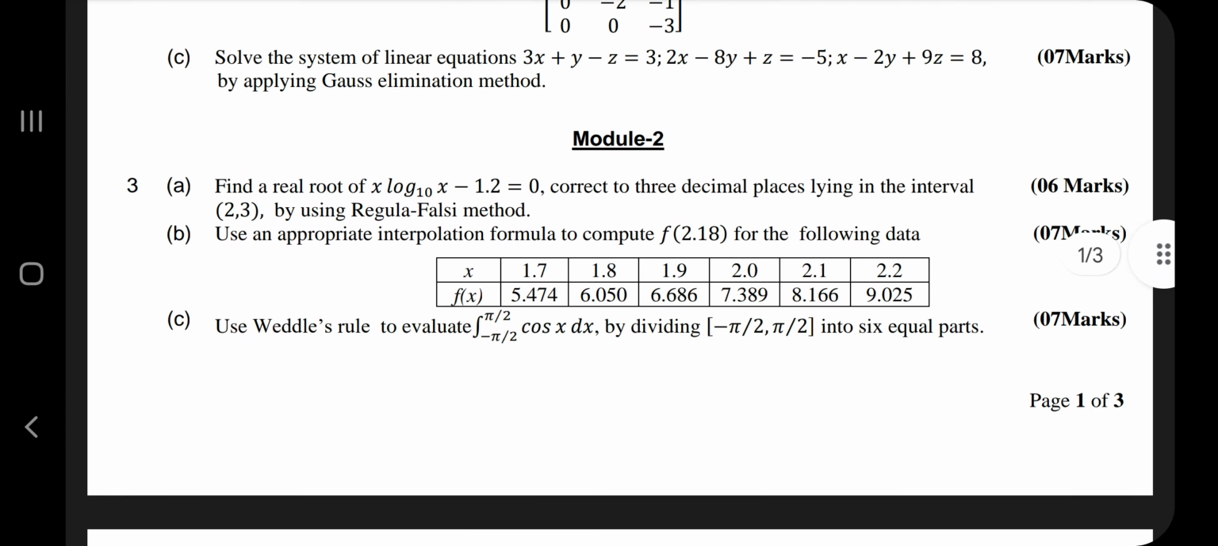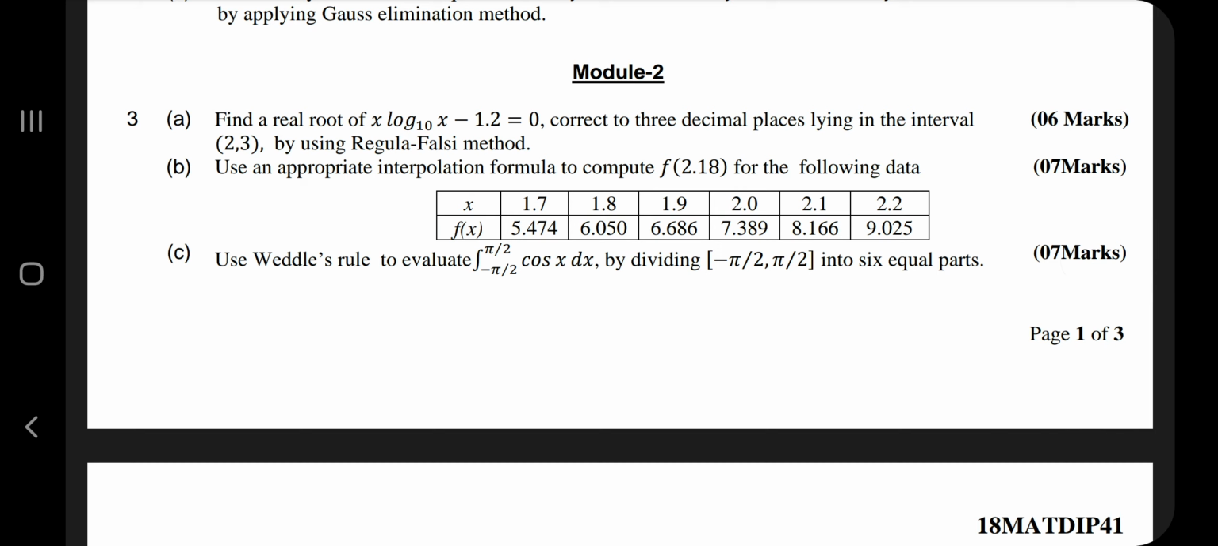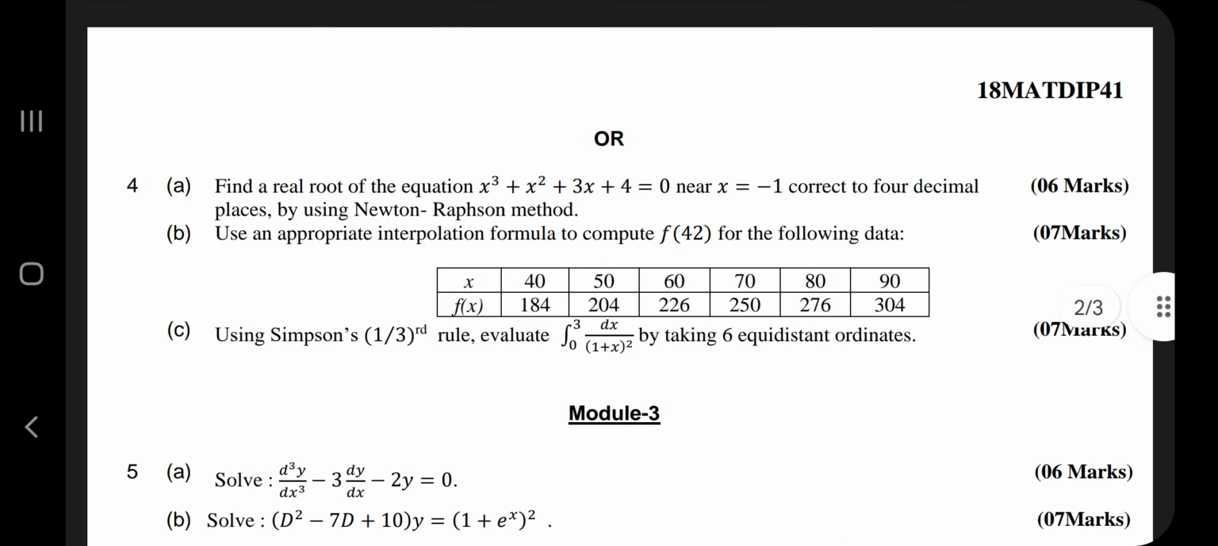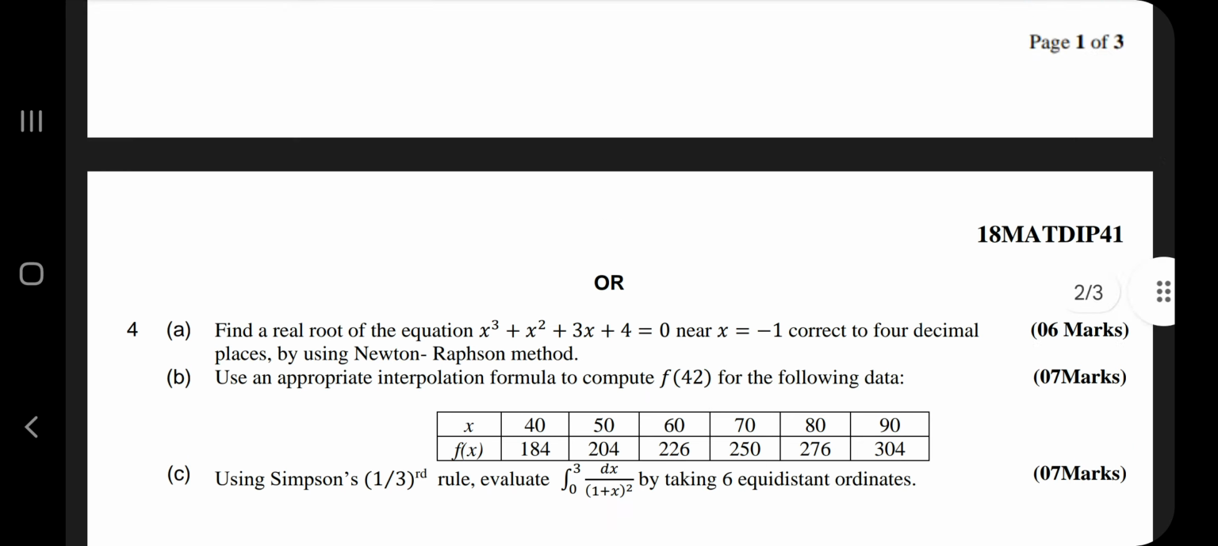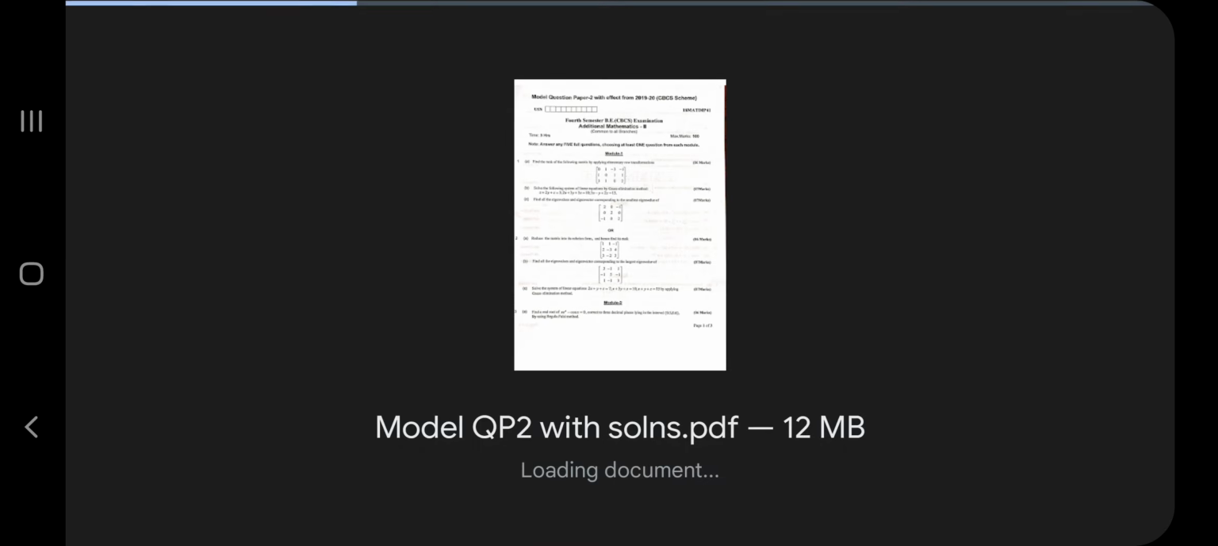This is module 2. Here they have asked to find the root correct to three decimal places lying in the interval using the Regula-Falsi method. This is one of the topics, Regula-Falsi. Interpolation, the first topic. Weddle's rule, the seventh topic. And Newton-Raphson method, the third or second topic. The first topic, interpolation, Simpson's 1/3 rule as well as 3/8 rule, that is the fifth and sixth topic. These are the questions asked in the model question paper.